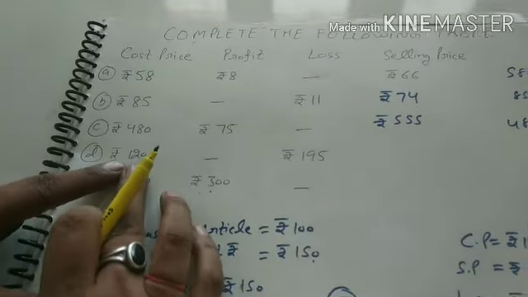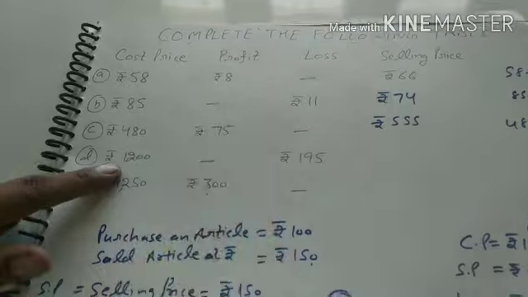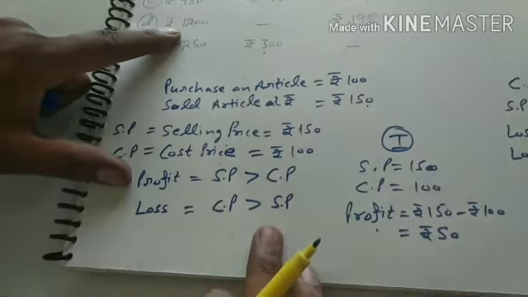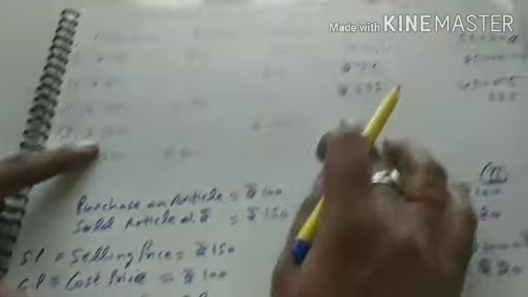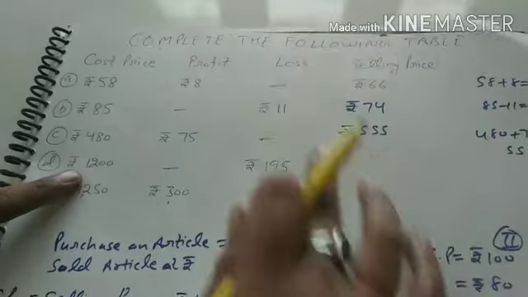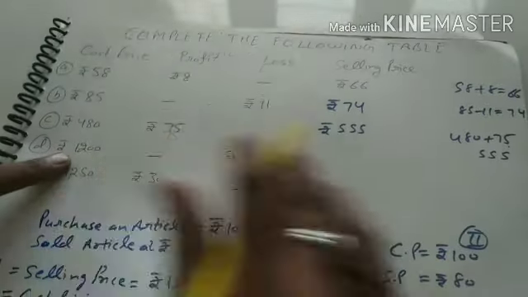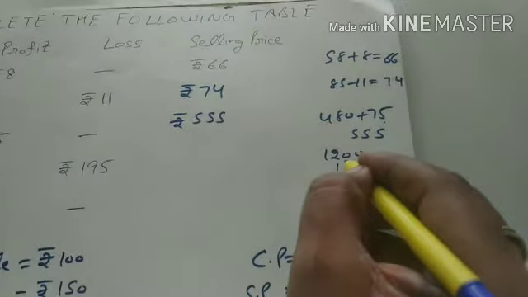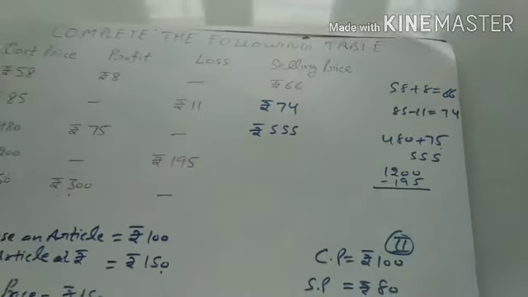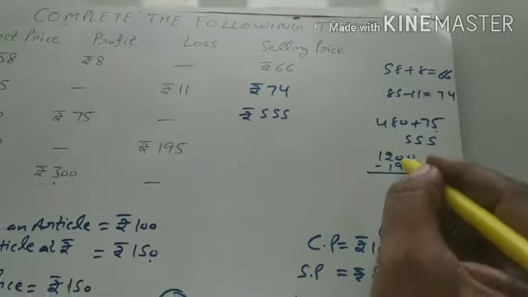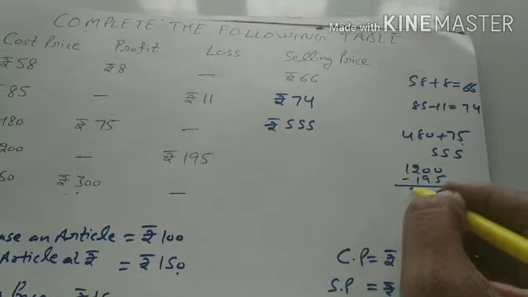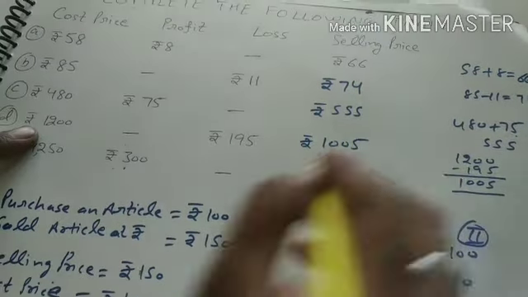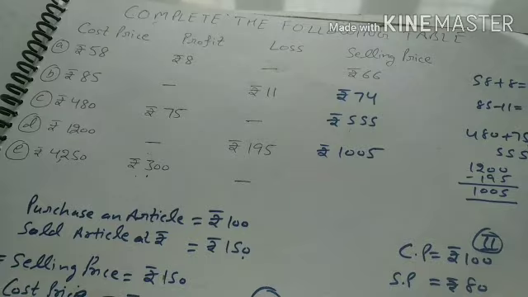Now the D part: rupees 1200 is the cost price and the loss is rupees 195. If the loss is there, then what will happen? In the case of loss, cost price is greater and selling price is smaller. So how will we make the selling price smaller? By reducing 195 from 1200. So I will subtract 195 from 1200. So what is my answer? Rupees 1005. Okay student, you understand?